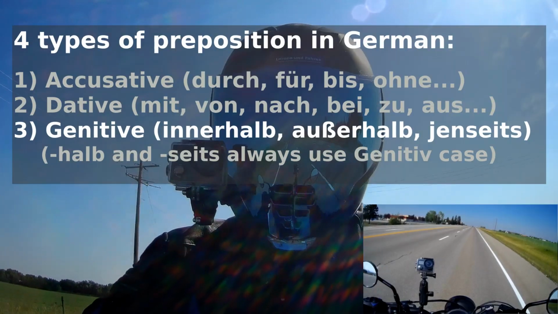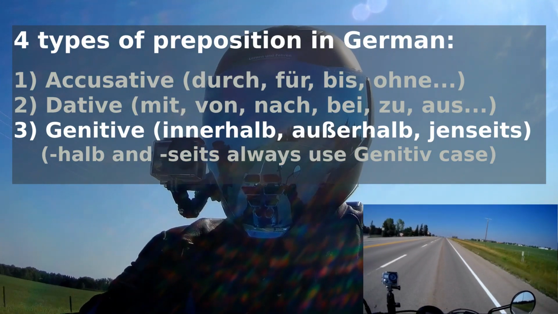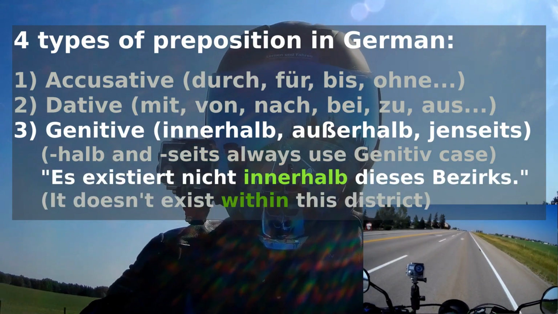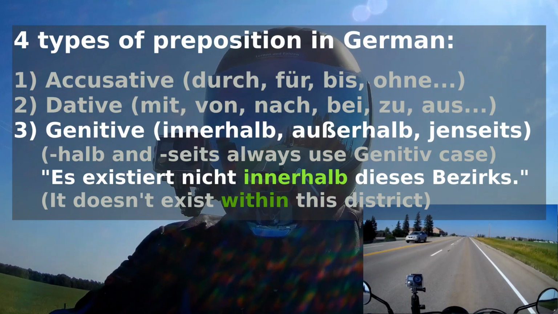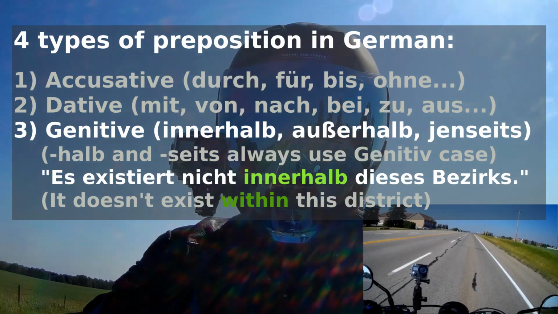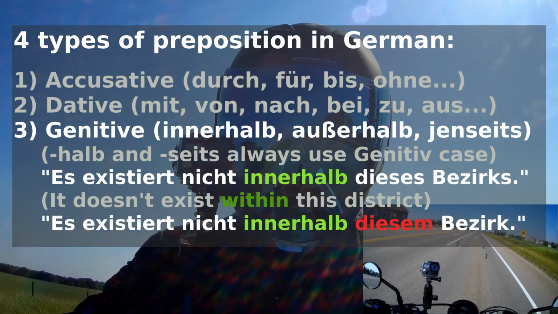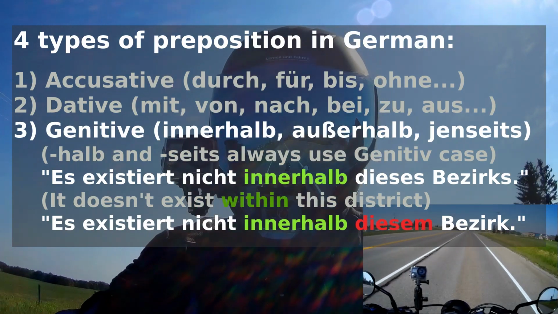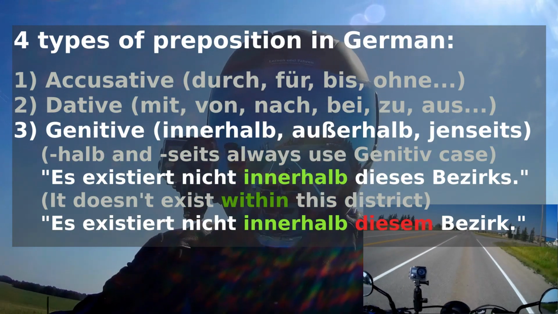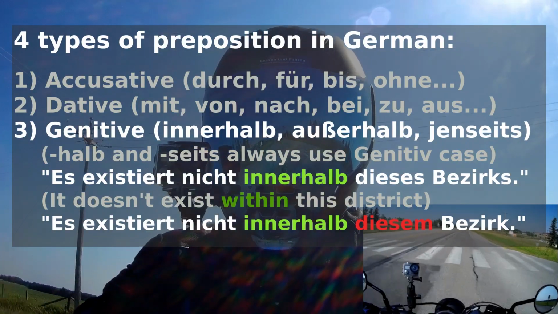Why are these ones special? I don't really know. But for example, es existiert nicht innerhalb dieses Bezirks. It does not exist within this district. You wouldn't get away there with saying innerhalb diesem Bezirk, dative case. That's wrong because that preposition ends with halb, therefore it requires genitive case always.